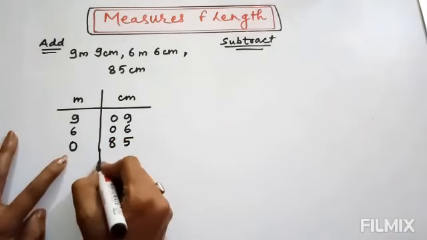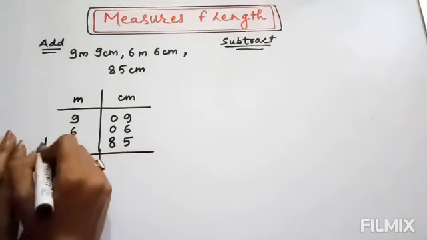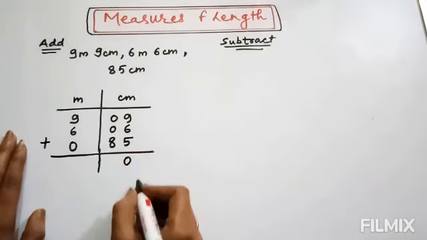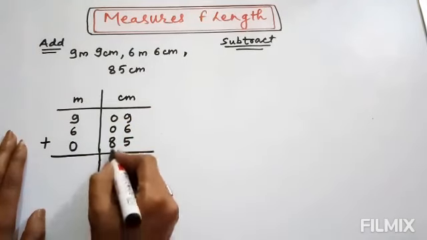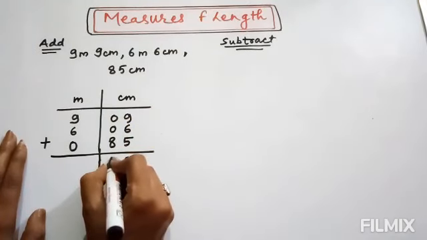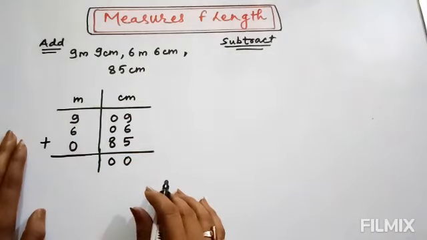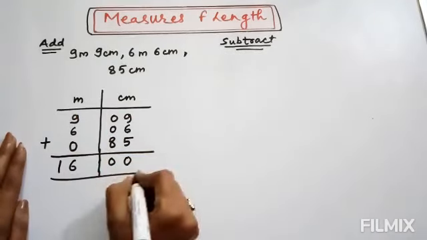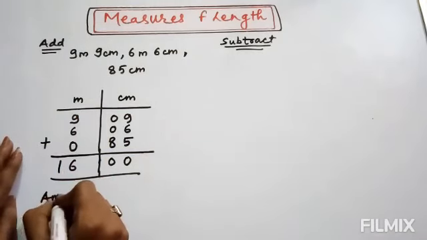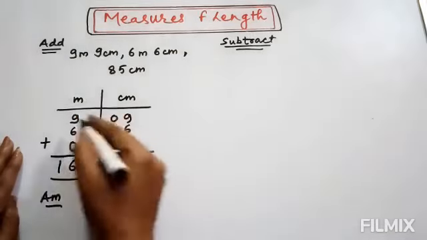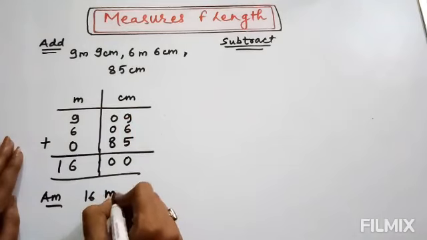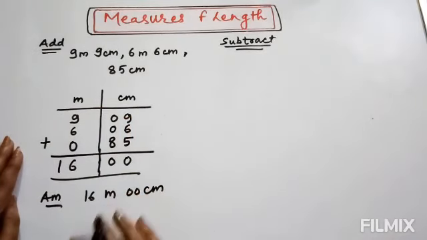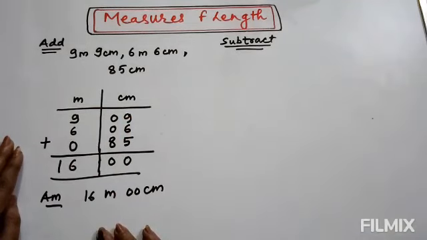Now put the sign and add all these numbers together. 8 plus 2 we get 10, and then it will be 16. What answer will we get here? The answer will be 16 meter 00 centimeter. Okay, that is the answer of this question.